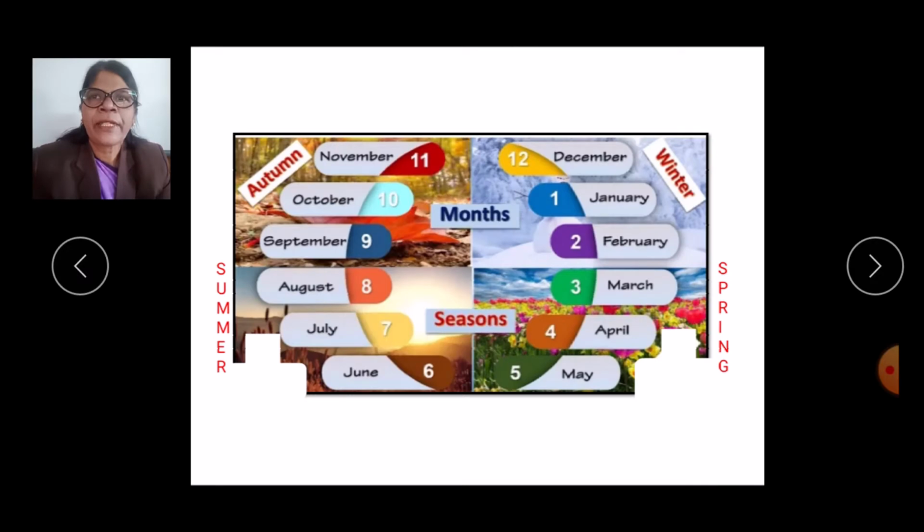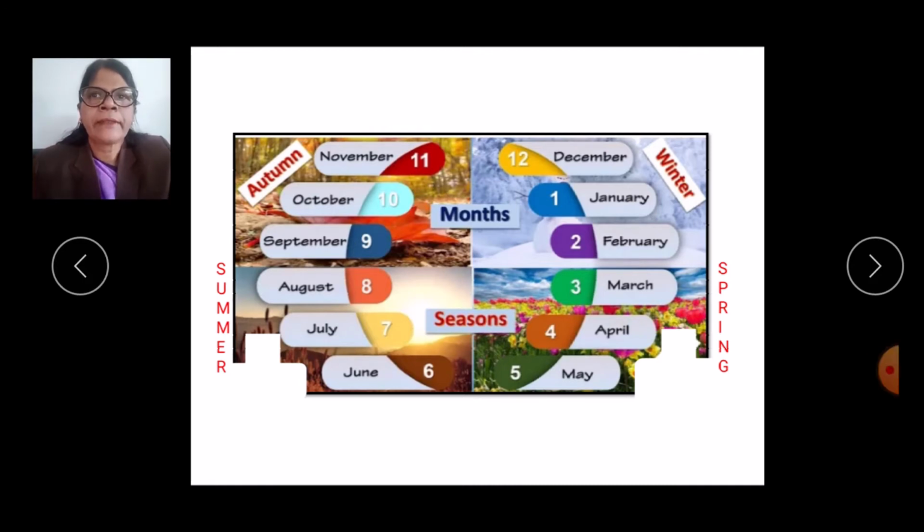Now in this, children, can you see there are 4 seasons here. Autumn season here, winter, spring and summer. So we have different seasons, children. In winter season is the month of December. In this slide, we're going to learn about seasons and months.